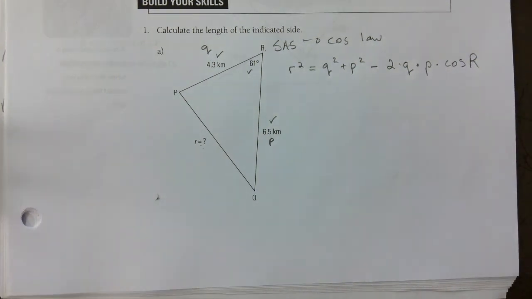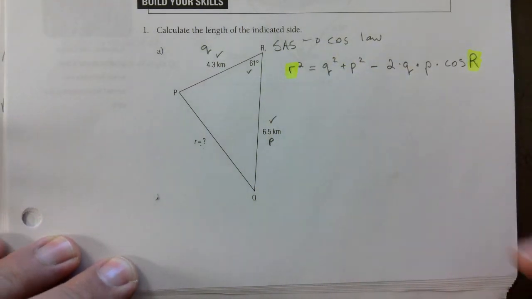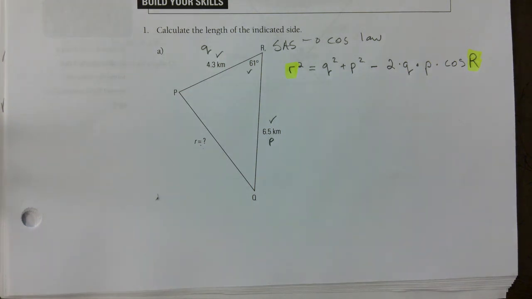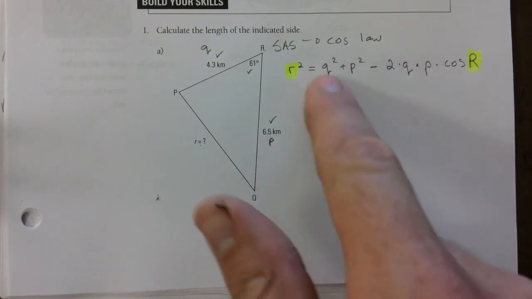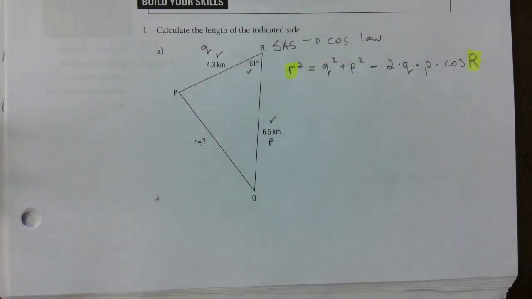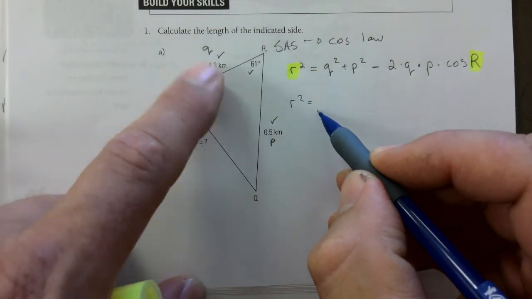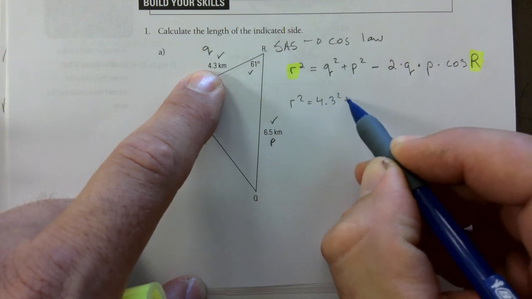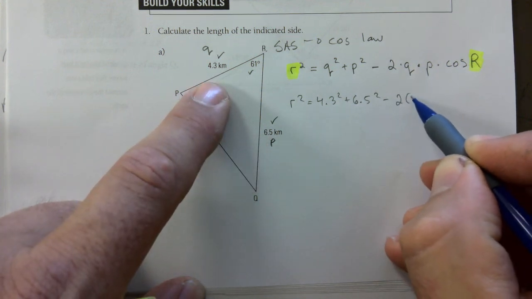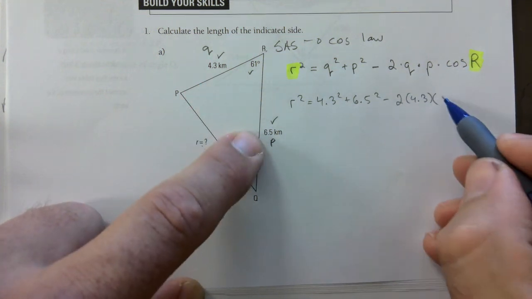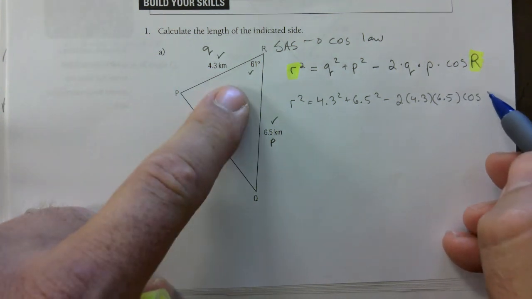And notice this. Lowercase r is there. Capital R is there. Okay. There's no other R anywhere in between. So the side you're trying to find should not show up here again. So let's go and plug this in. Q is 4.3. P is 6.5 minus 2 times 4.3 times 6.5 times cosine of 61.